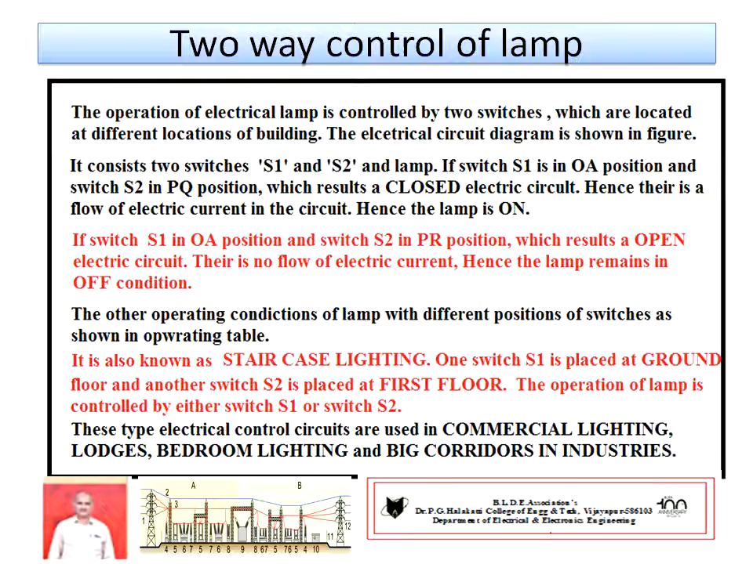Such type of electric circuits are more used in commercial lighting, where you want more than one control. It may be required in lodging, commercial lodging purposes, bedroom lighting, and big corridors in institutions or in industries, where you want to control from more than one place.